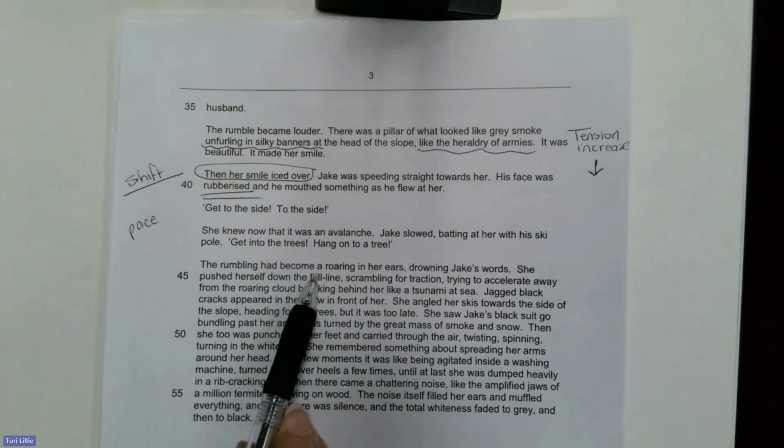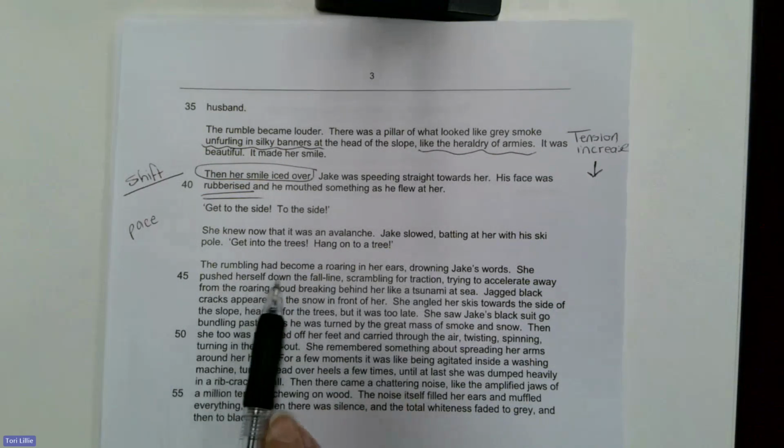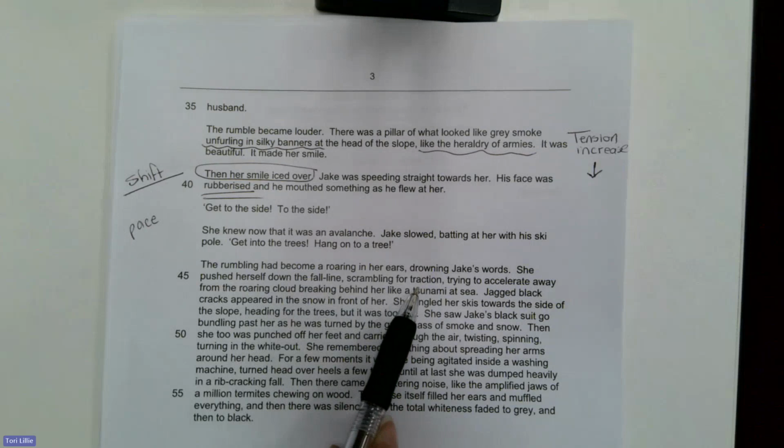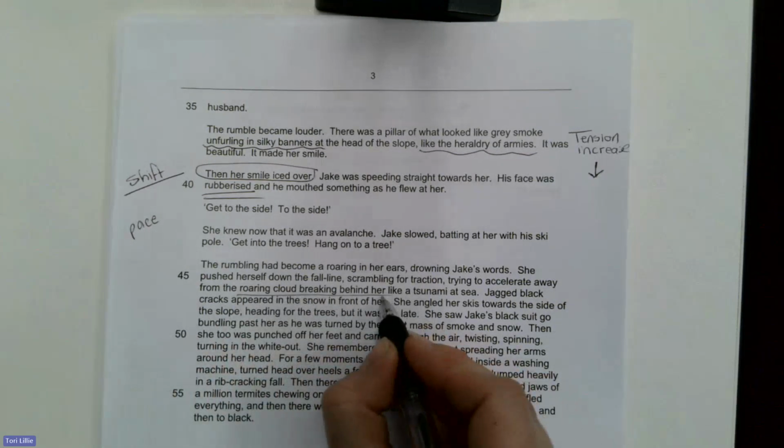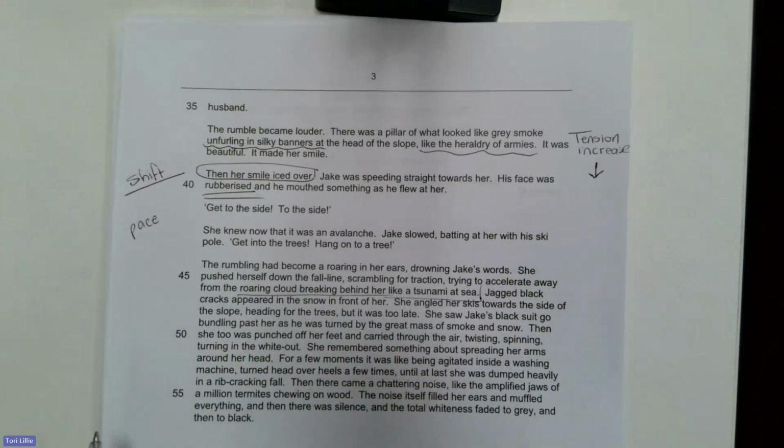The rumbling had become a roaring in her ears, drowning Jake's words. She pushed herself down the fall line, scrambling for traction, trying to accelerate away from the roaring cloud breaking behind her like a tsunami at sea. Jagged black cracks appeared in the snow in front of her. She angled the skis towards the edge of the slope, heading for the trees, but it was too late. She saw Jake's black suit go bundling past her as he was turned by the great mass of smoke and snow.